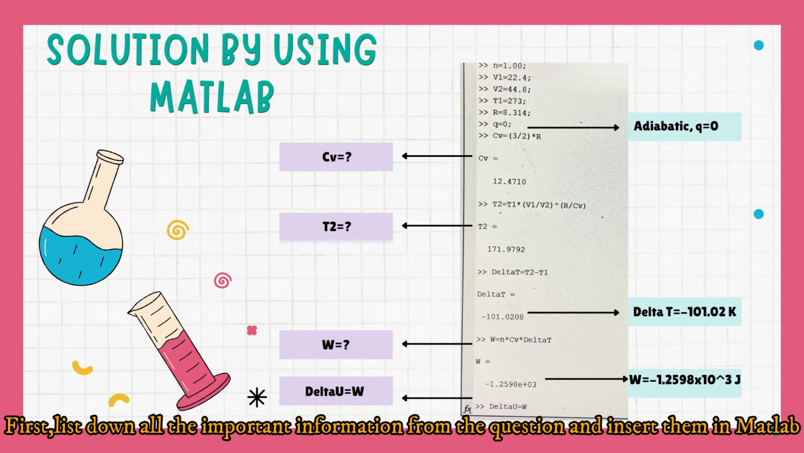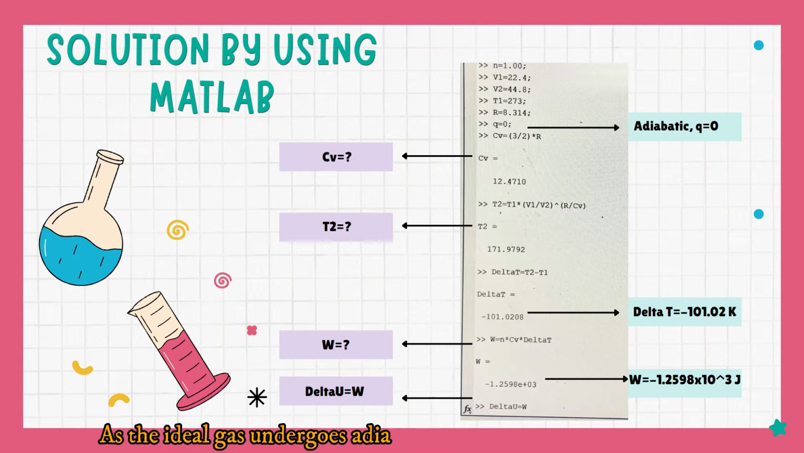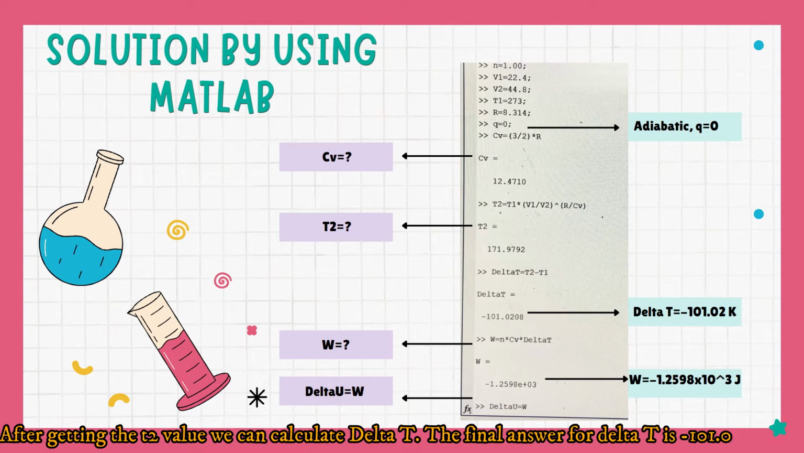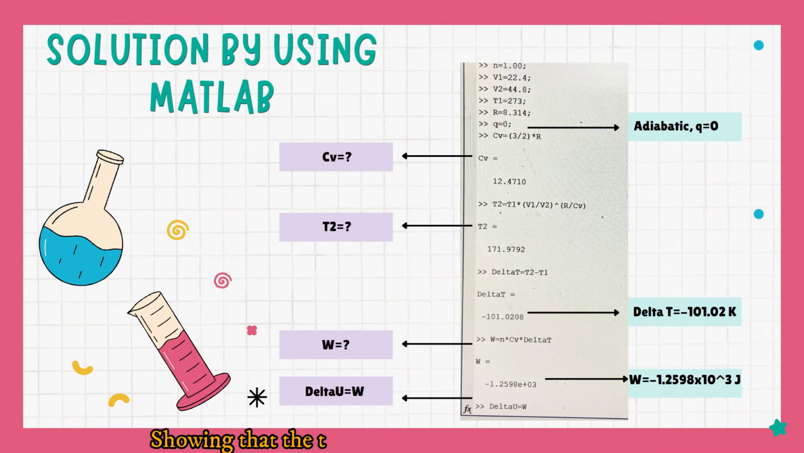First, list down all the important information from the question and insert them in MATLAB. As the ideal gas undergoes adiabatic expansion, Q equals 0. So Cv can be calculated using the formula given in the question and then used to calculate T2. After getting the T2 value, we can calculate delta T. The final answer for delta T is minus 101.02 Kelvin, showing that the temperature drops at the final state.